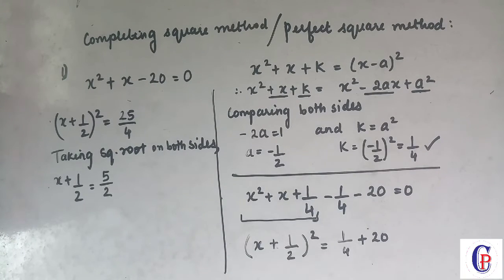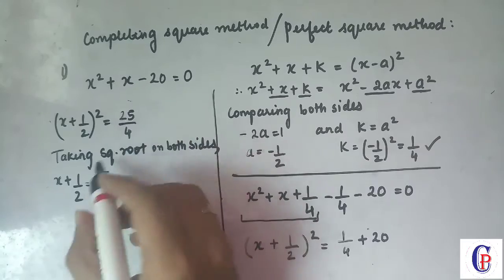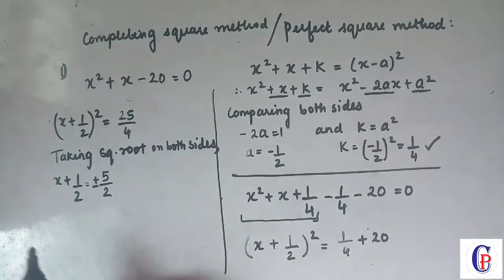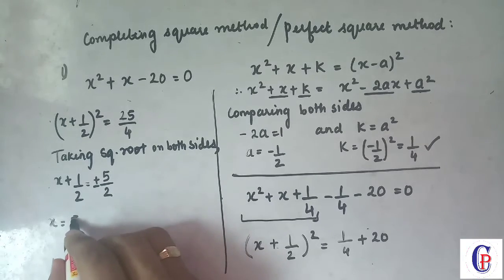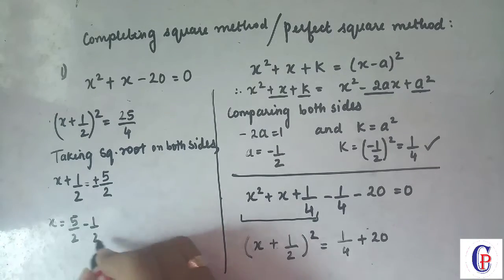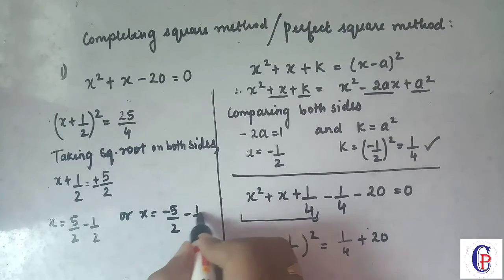25 upon 4 will give you 5 upon 2. But you should note one thing, that since this is the square root, you will take plus minus 5 upon 2. Okay, so we get x is equal to 5 upon 2 minus half, or x is equal to minus 5 upon 2 minus half.